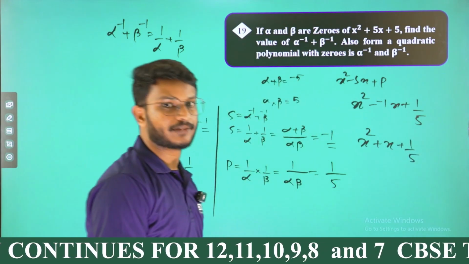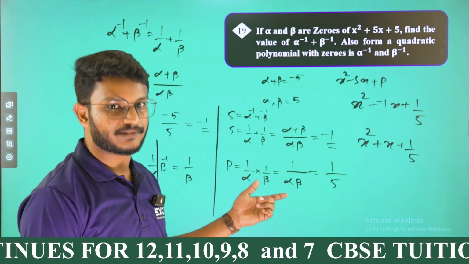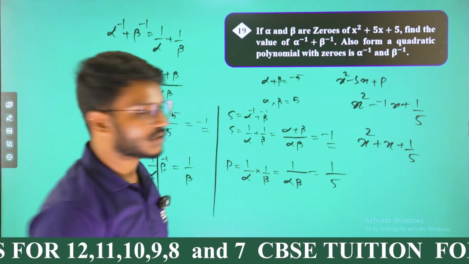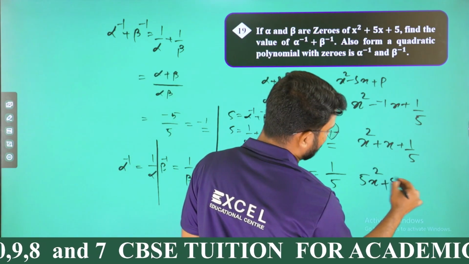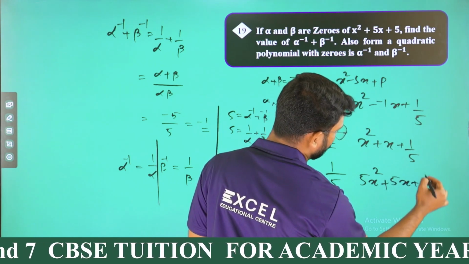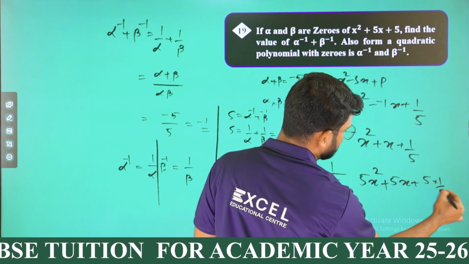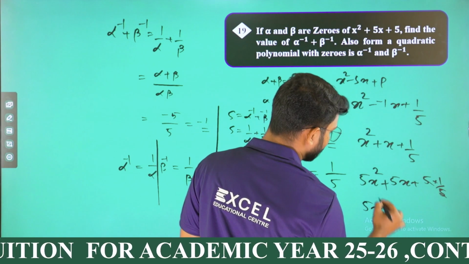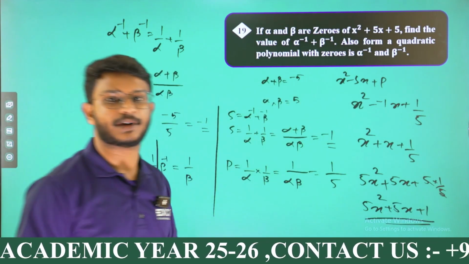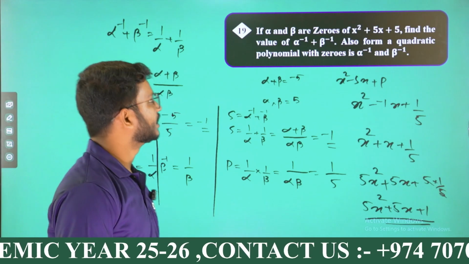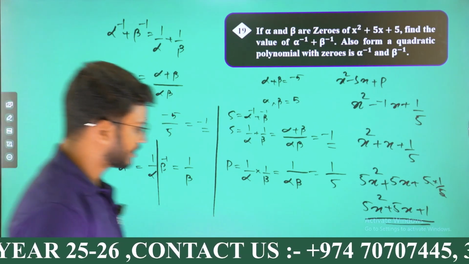But here we have to multiply with 5 to remove the fraction. So we have to multiply with 5. So it becomes 5x square plus 5x plus 5 into 1 by 5 cancelled out. 5x square plus 5x plus 1 is the final answer. Easy, right? Yes, we have one more question.